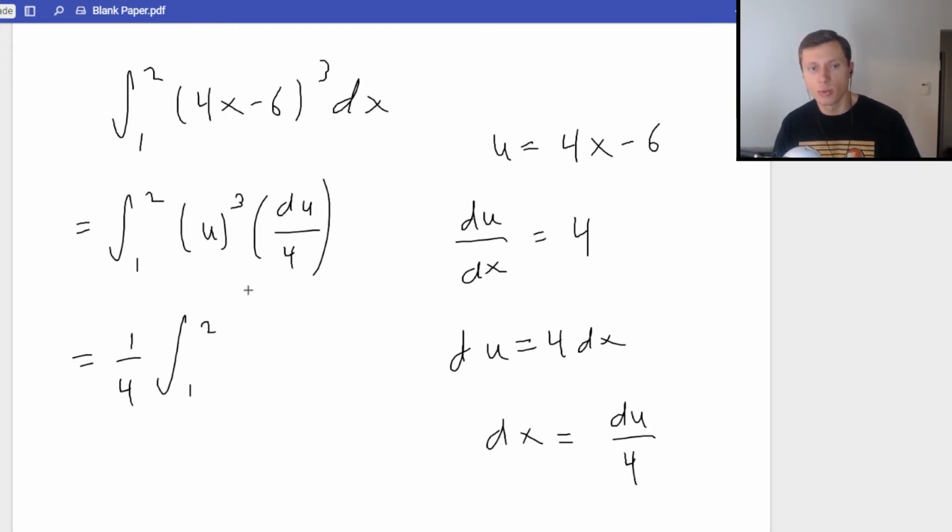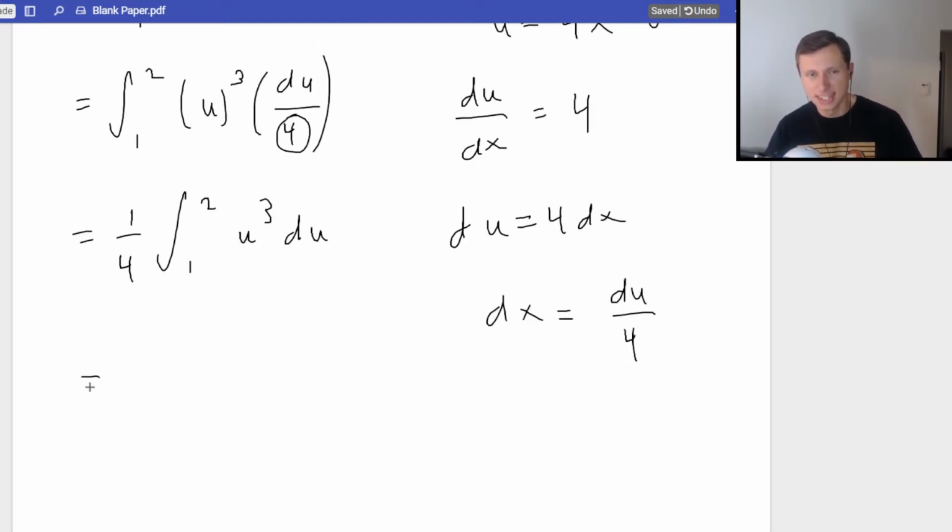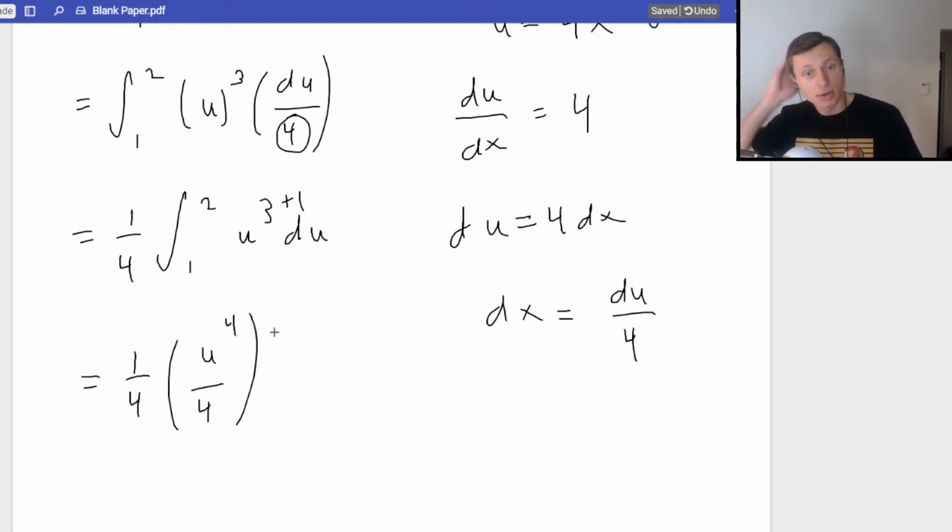Oh, and it's 1/4 because this 4 is in the denominator, and it's a coefficient, and I pulled it out in front. So 1/4 integral from 1 to 2 of u cubed du, and I know this integral because it's essentially what we've been doing all night. It's the 1/4, again the coefficient, times u to the 4th divided by 4. I added 1 to my exponent, so 3 plus 1 is 4, divided by 4, there we go.